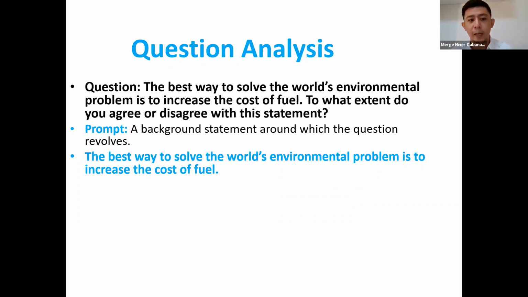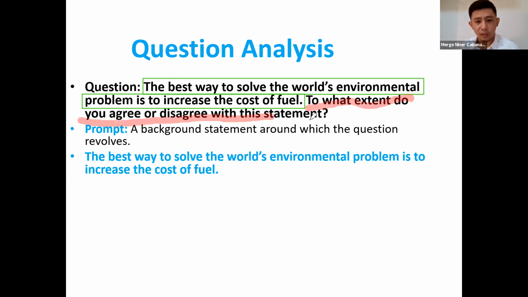Now, this is the question that we would be breaking down into parts, all right? The best way to solve the world's environmental problem is to increase the cost of fuel. This statement right here is both the background or topic statement and at the same time the prompt. But this one right here, to what extent do you agree or disagree with this statement? This is what we refer to as your task instruction. This is the actual task instruction. So again, you have the background statement right here.